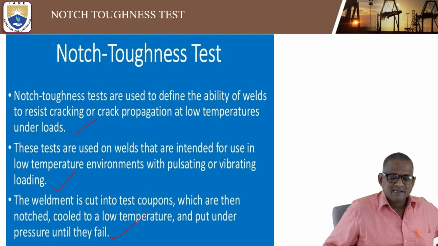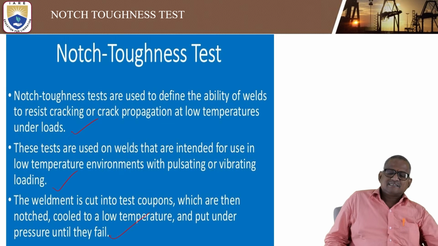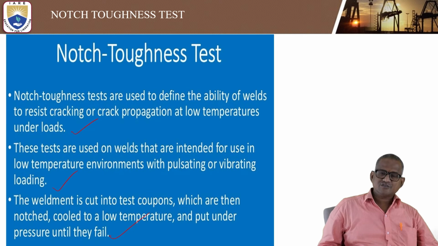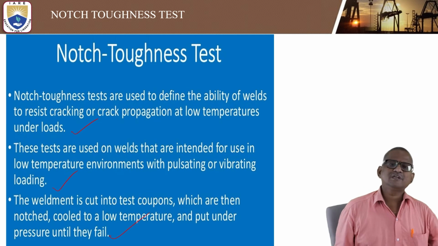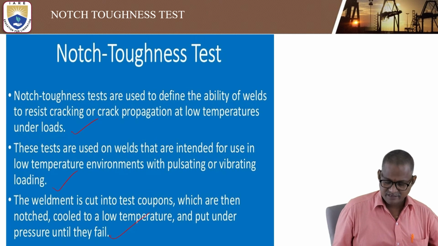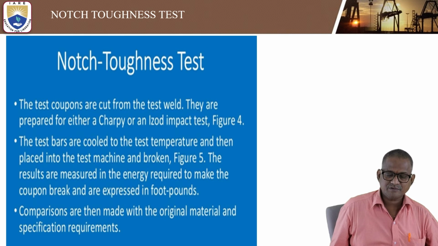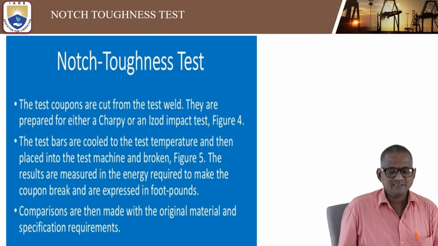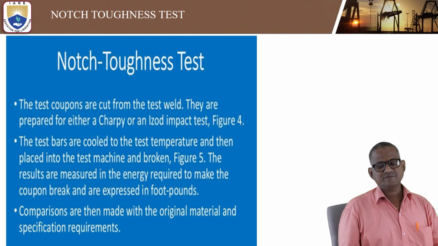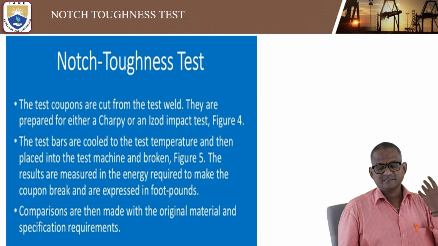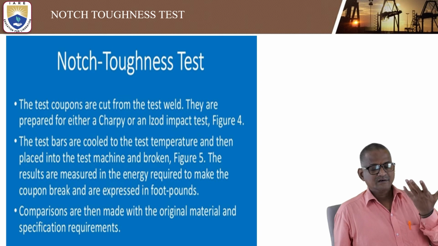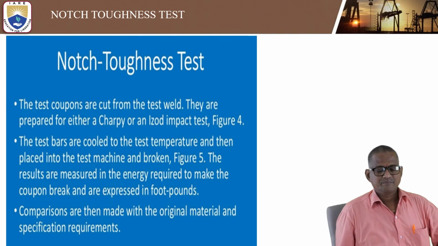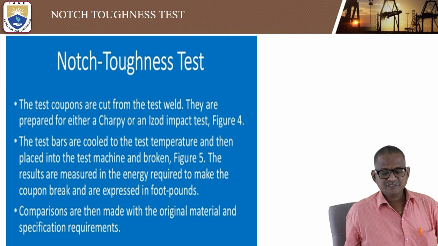So this is interesting. The weldment is cut into test specimens, which are then notched. Notching can be done, then cooled and put under pressure until they fail. Okay, so this is about the notch toughness test. So in this test, at least 10 copies are cut from the test weld. Okay, the test bars are cooled to the test temperature and then placed in the test machine and broken.